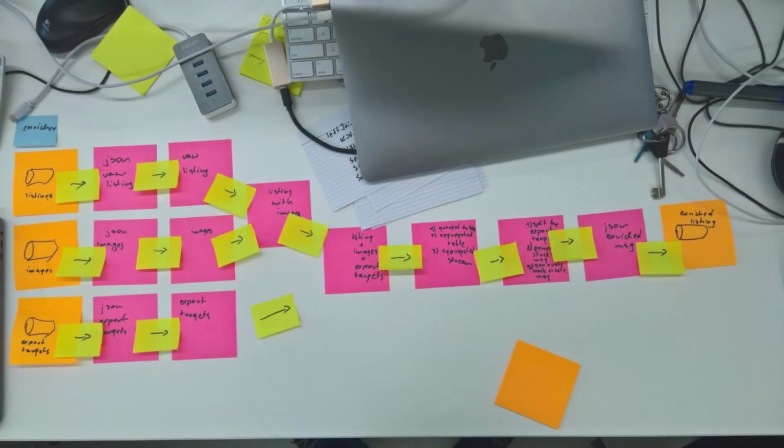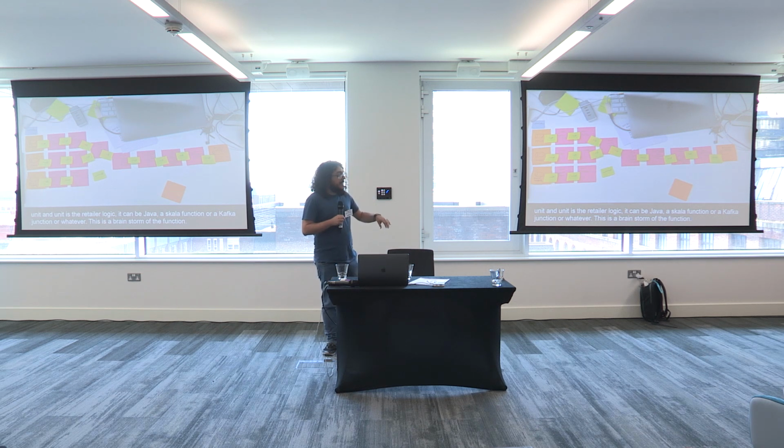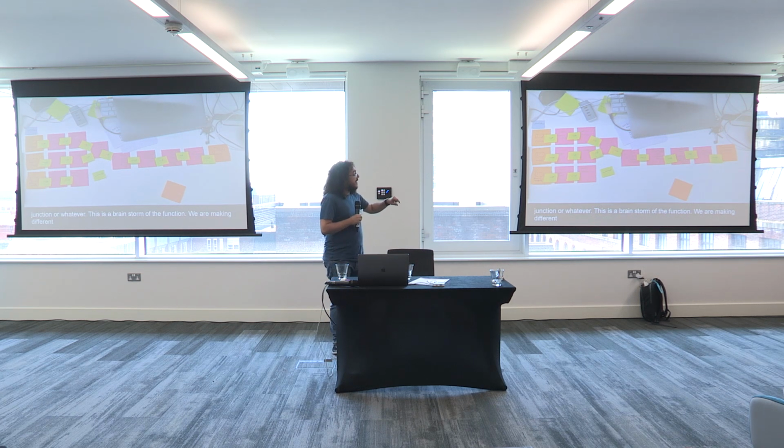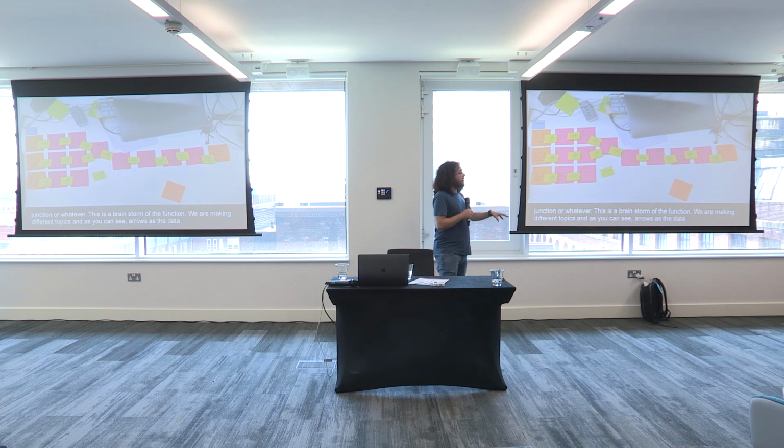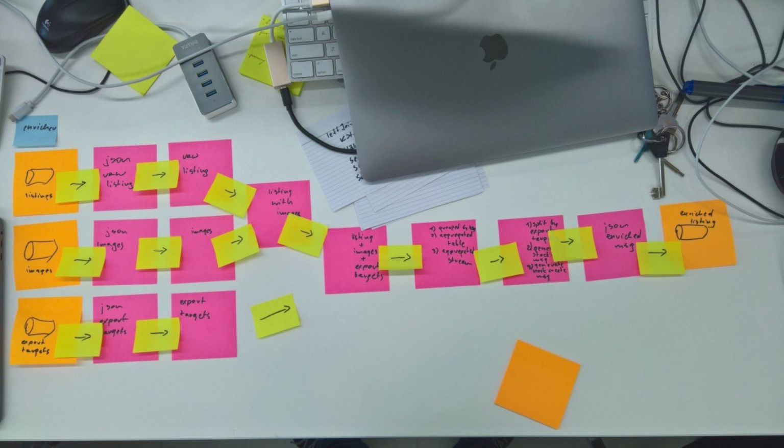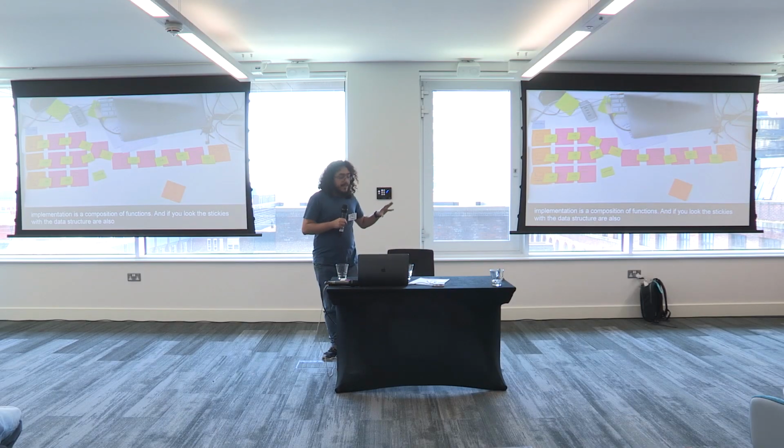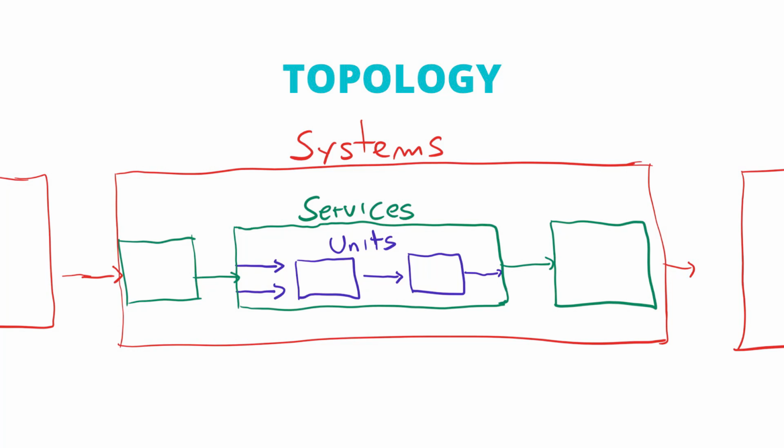This is a brainstorm of the enrich function, the second that we mentioned, where we are merging different topics. As you can see, arrows are the data flow. The actual implementation is a composition of functions. And if you notice, purple or pink stickies are data structures, arrows are functions, and orange stickies are inputs and outputs, the side effects. Those are handled by Kafka Streams. So now we focus on the green part. A service can be a composition of those units over Kafka.